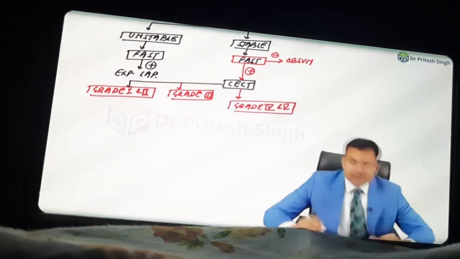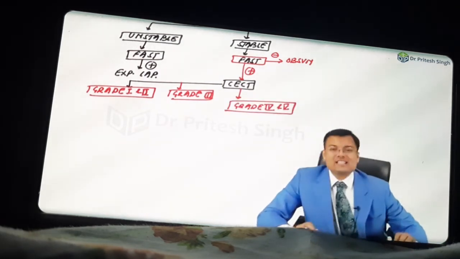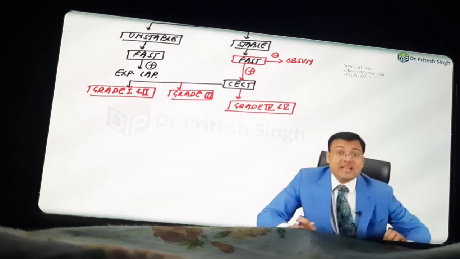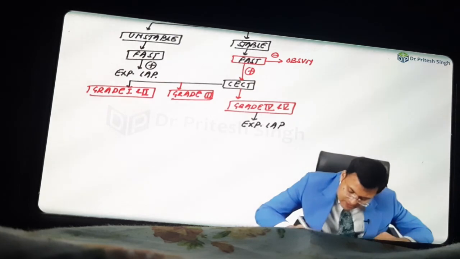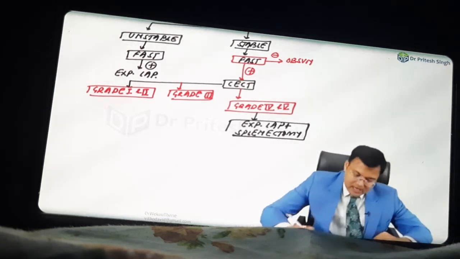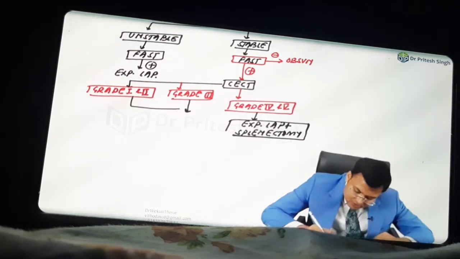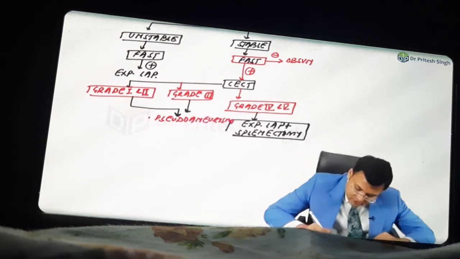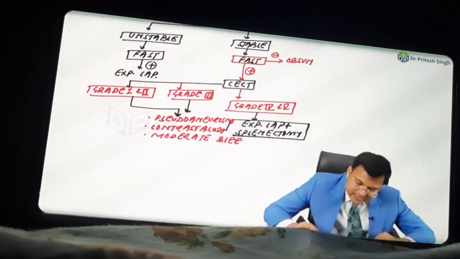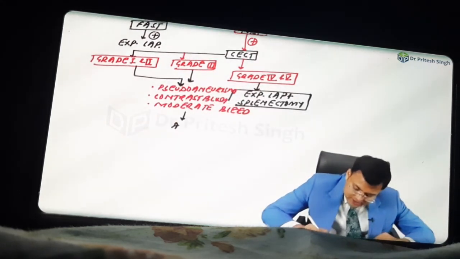Now, one simple question is there. If the patient is having grade 4 or grade 5 injury, what do we have to perform? We perform exploratory laparotomy plus splenectomy because there is significant injury to the spleen. Now, if there is grade 3 injury or grade 1 and 2 injury, and the patient is having pseudoaneurysm, there is contrast blush, and there is moderate bleed, in these cases, we can go for angioembolization.